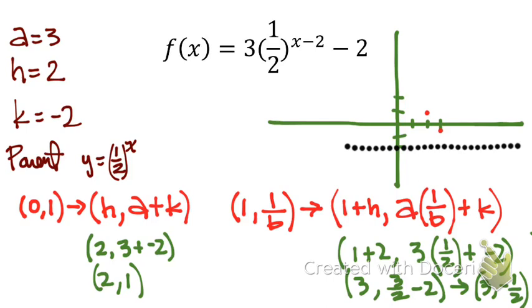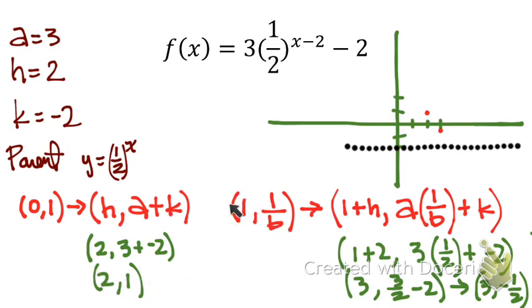Alright, so in red I have rewritten the formulas from the previous slide. Here we see h, which was 2, so our x-coordinate of this new reference point is 2, and then we have our a plus k, so that is 3 plus our -2, 3 plus -2 is 1. So that's the one that's the least amount of work.